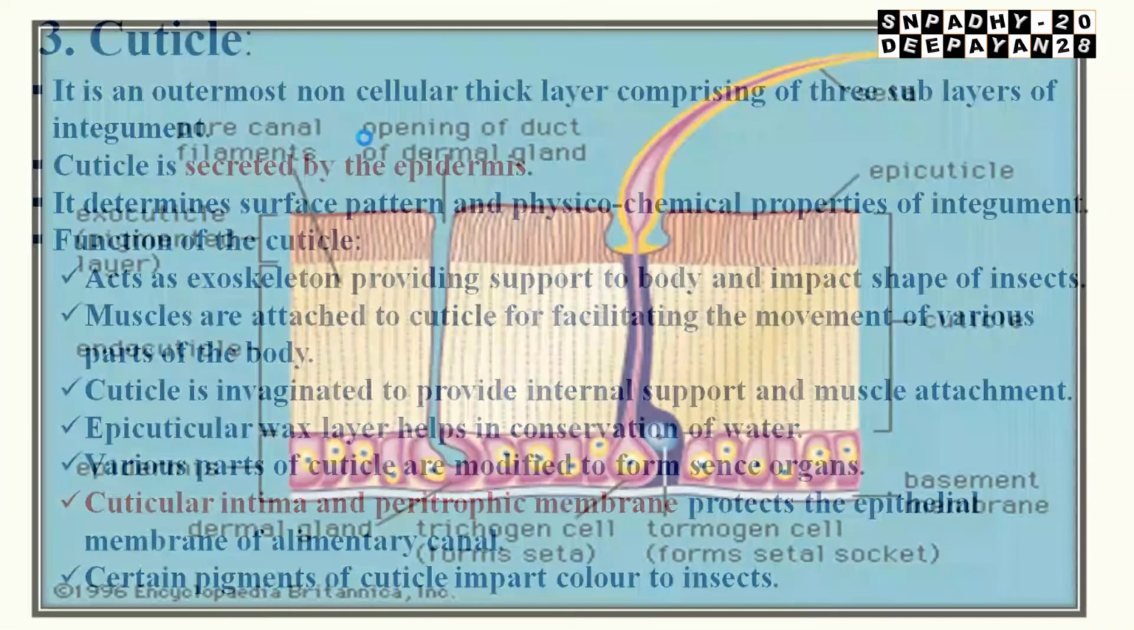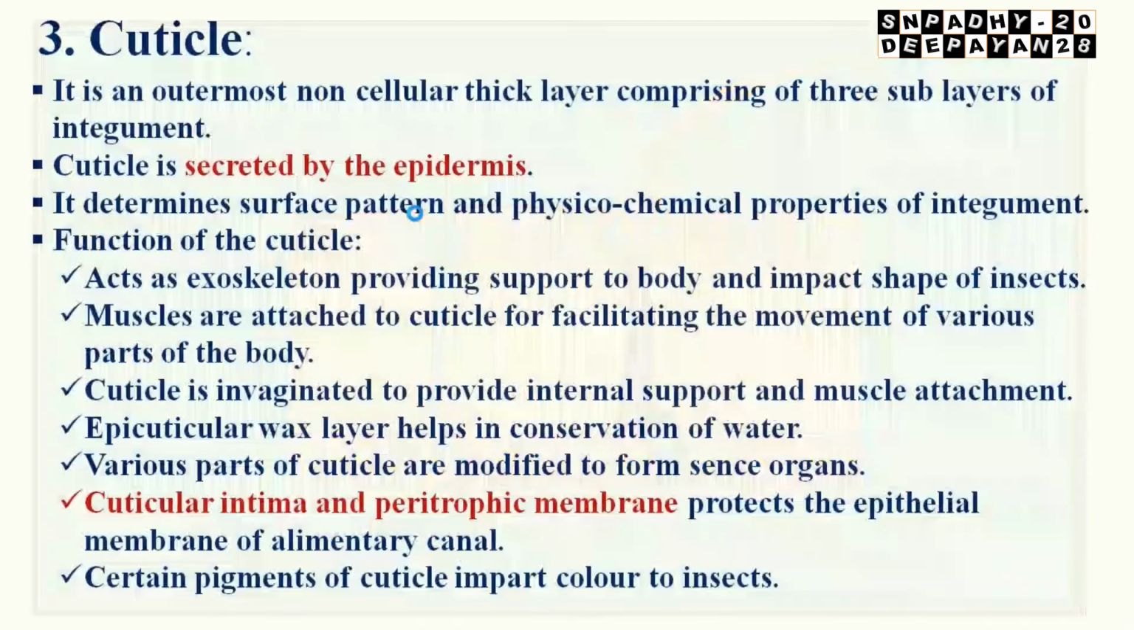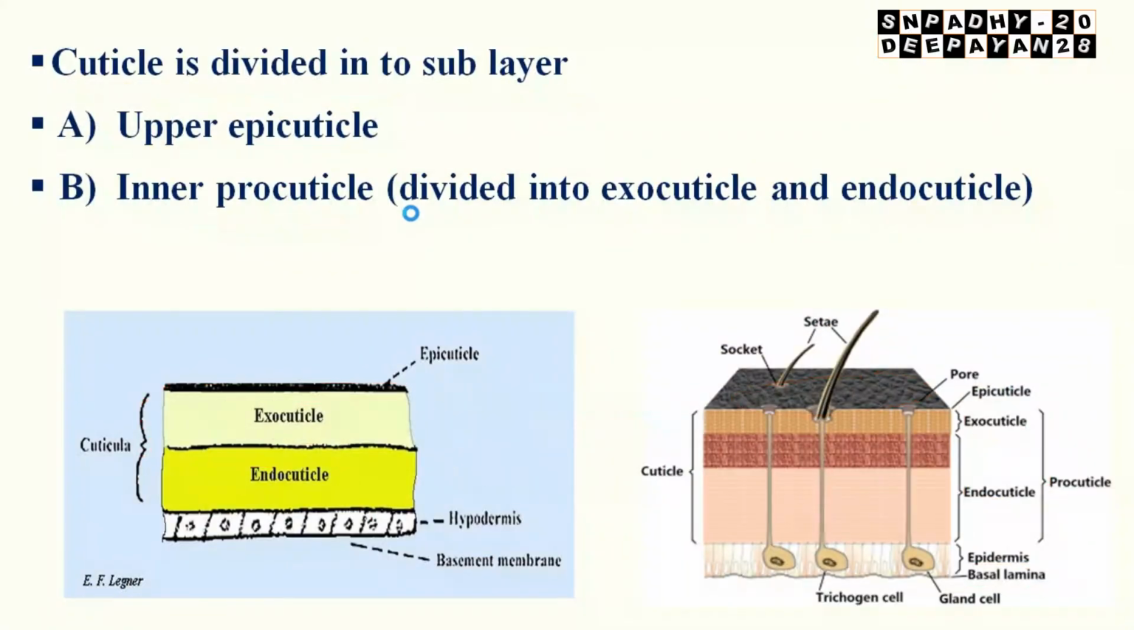Here you see, so many pore canals are there, coming from the epidermis. Whatever secretions are there, they will come through these pore canals and be deposited over here to become the epicuticle. That is the meaning of that sentence.